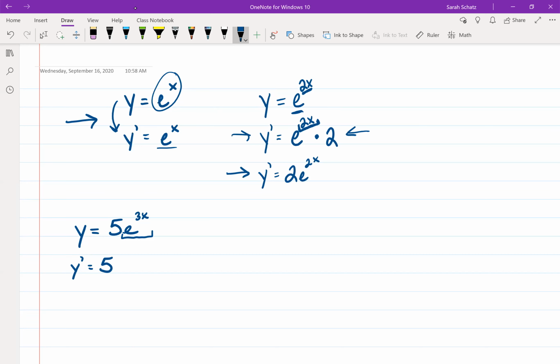e to the 3x is an exponential term, which means I have to bring it down exactly as is into my derivative. But because it is a 3x instead of just x, I'm going to complete this problem with my chain rule, taking the derivative of the 3x and multiplying it on the end. So on this one, I would definitely multiply the 5 and the 3 and put those in front as 15 e to the 3x.